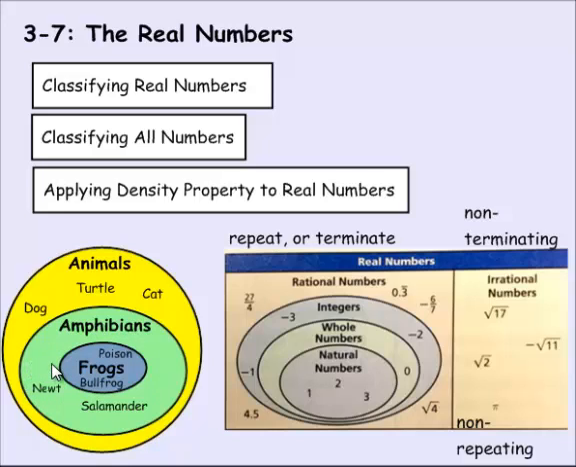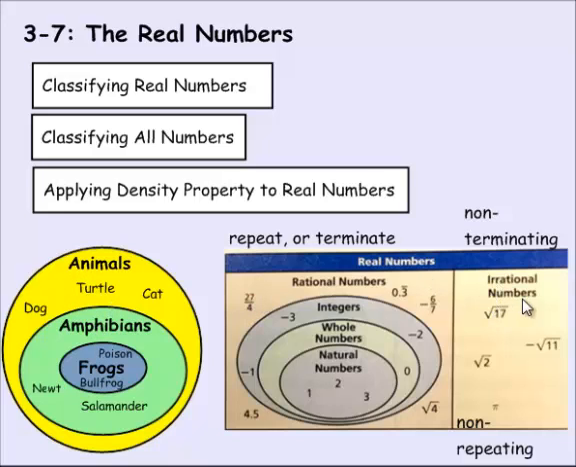But not all amphibians are frogs. Frogs are even a special category. So poison dart frogs and bullfrogs, they're frogs, amphibians, and animals. All three. Unlike the turtle and the dog, which are just animals but not amphibians or frogs. Numbers work in the same way.